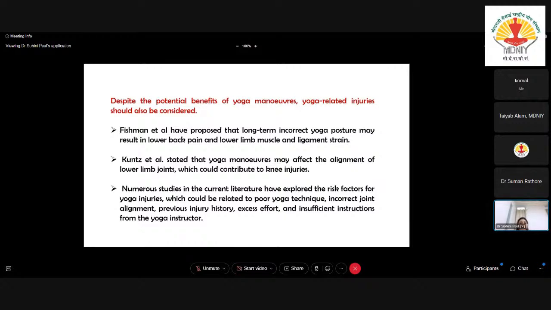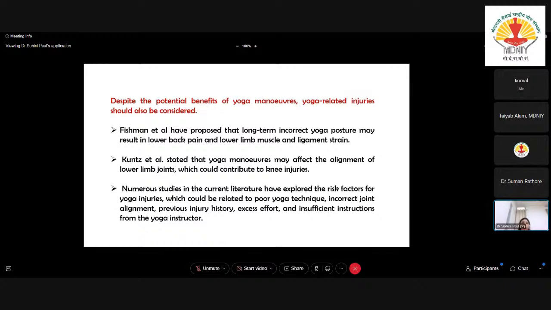There were some studies, and there are many others as well, but I have just put forward a few of them. First is a group of researchers, Fishman et al. They proposed that a long-term incorrect yoga posture may result in low back pain, as well as lower limb muscle and ligament strain. In their study, they performed various experiments and found that a long-term incorrect yogic posture may lead to low back pain, muscle strain, and ligament strain as well. In this connection, there is another group of scientists, Coons et al. They stated that yoga maneuvers may affect the alignment of lower limb joints, and that may also contribute to knee injuries.